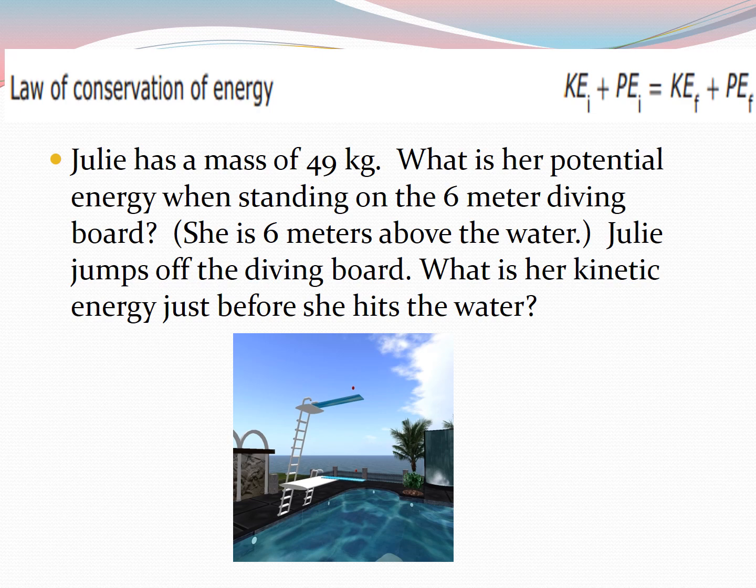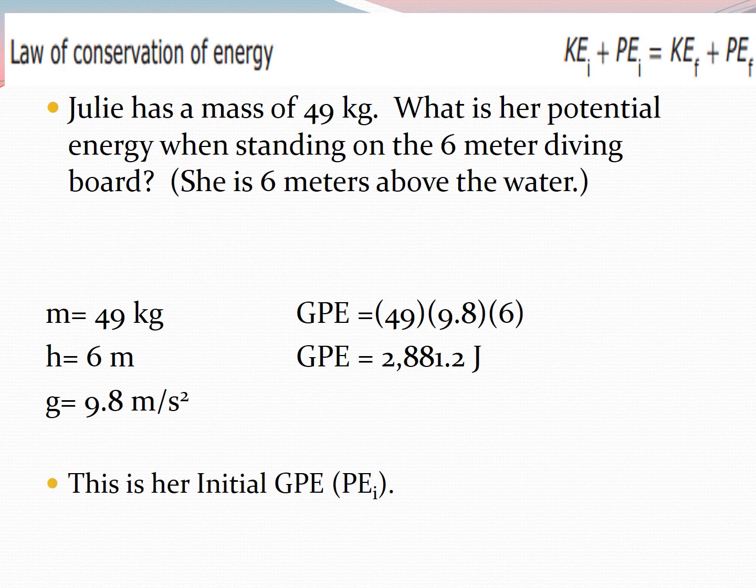So Julie has a mass of 49 kilograms. Make sure you're writing your variables down first. What is her potential energy when standing on a 6-meter diving board? She is 6 meters above the water. Julie jumps off the diving board. What is her kinetic energy just before she hits the water?